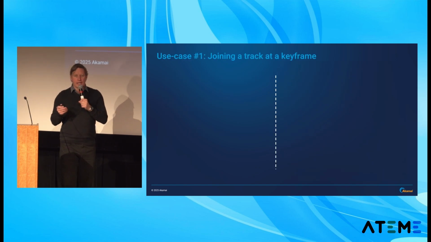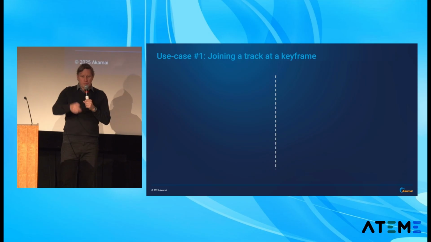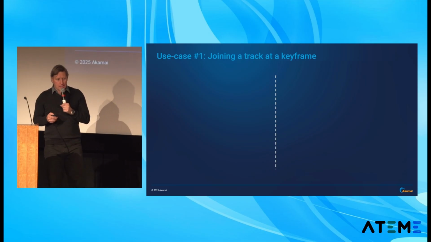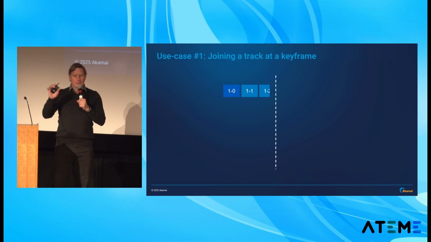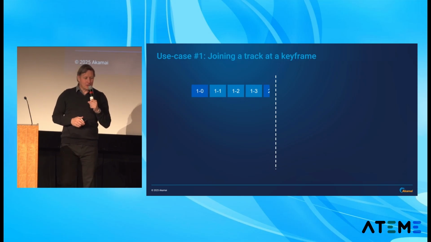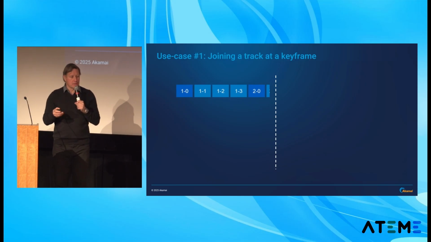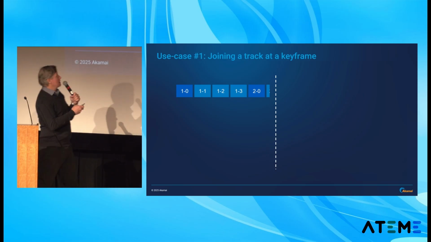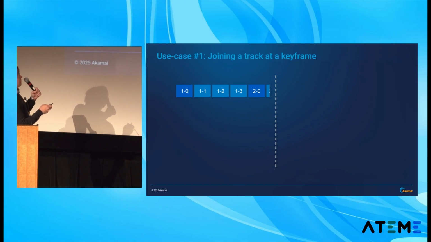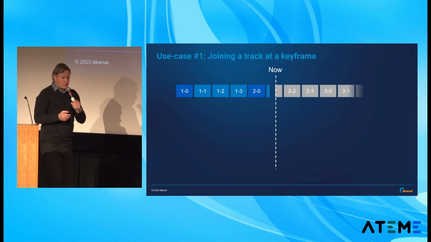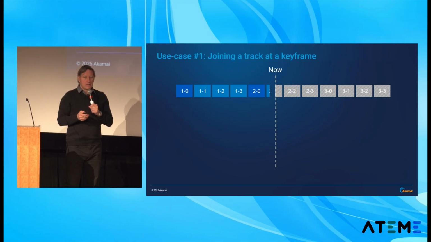So the first one is joining a track at a keyframe. So we're an observer. The dotted line is time now. And I'm just looking, very much slowed down, at a track that's going before my eyes. So it's the darker blue objects. These ones is my keyframe. It's hard to see on this screen. And this is where we are right now. And these are the objects that are promised to us in the future.